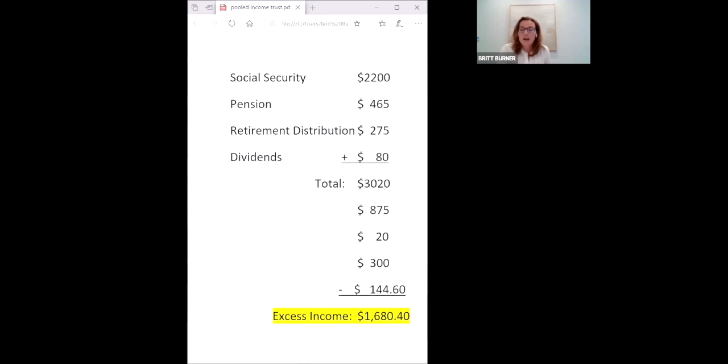So the $1,680.40 goes into the trust by either an ACH withdrawal. So certain pooled trusts will allow you to set up an automatic withdrawal. So if your deposits come in by the 10th of the month, you may have the ACH go out a few days later, or you can actually send a check to the trust and fund that every month.